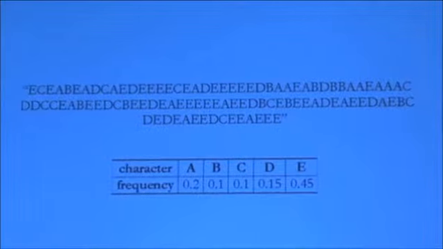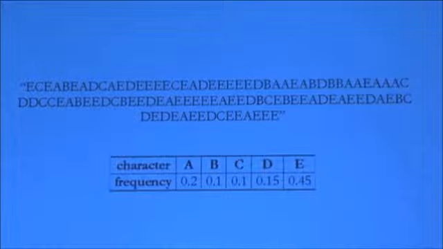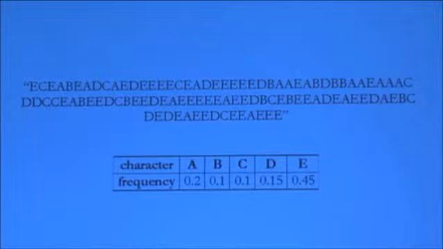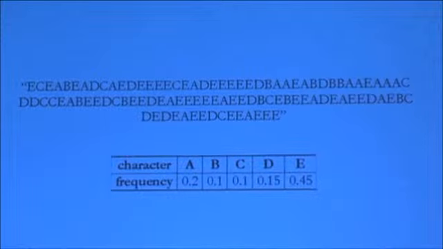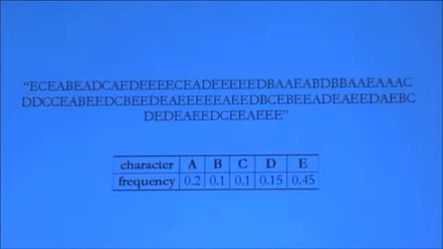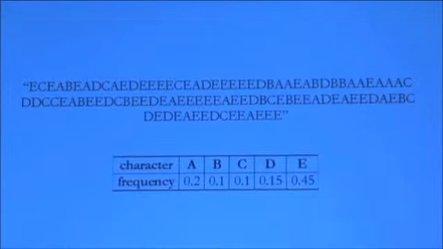So let's come up with a completely arbitrary text just to have a simple discussion point. So this string here, ECA, is completely random. There's no pattern there. But what is noteworthy about it is that it's only composed of A's and B's and C's and D's and E's. And if you add up all the letters in that crazy long string, which would normally take up 8 bits times the length of that string, you see that 20% of the letters are A's, hence the 0.2, 10% are B's, 10% are C's, 15% D's, and 45% E's.